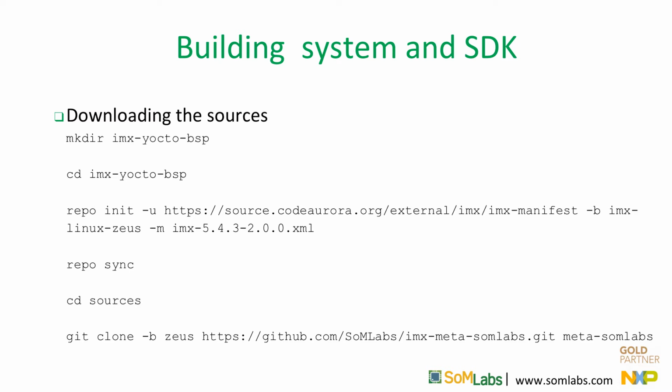Having the source from NXP downloaded, we still have to download the layer that introduces support for VisionSOM modules. We do this by copying the repository with git clone from SOMLabs GitHub site. Note again the compatibility of the version Zeus with NXP sources downloaded before. The full git clone command is shown on the slide and you can copy it and execute it yourself.